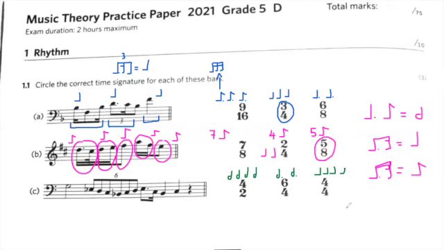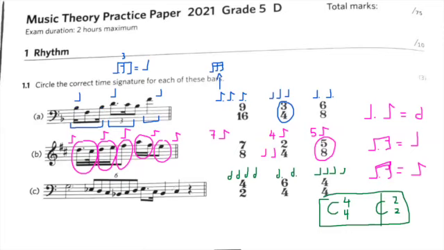Now 4/4 time can also be depicted as a C, which stands for common time. And then I'll take this opportunity to mention cut common time, which stands for the 2/2 time signature. So sometimes we might get these letters instead. So that's just a little side note there. Okay, back to the question.